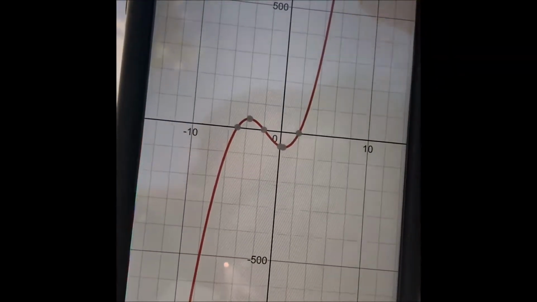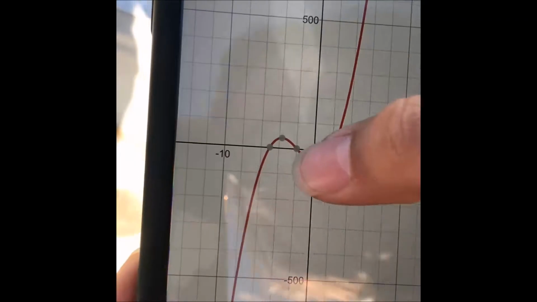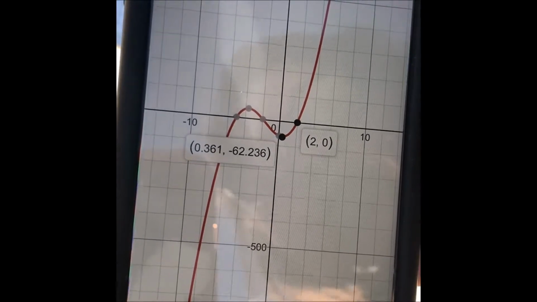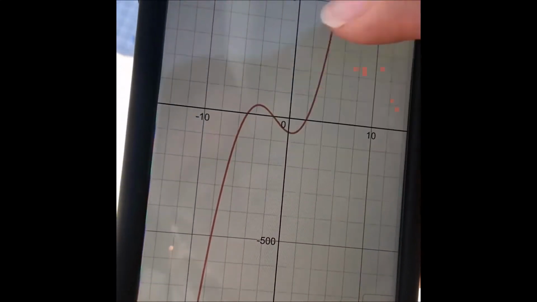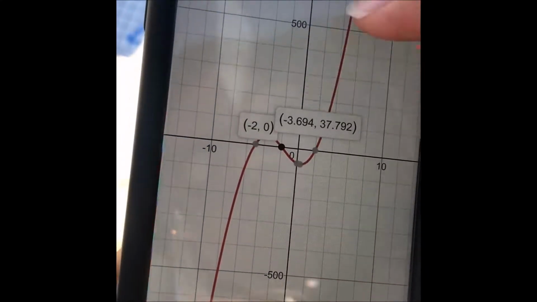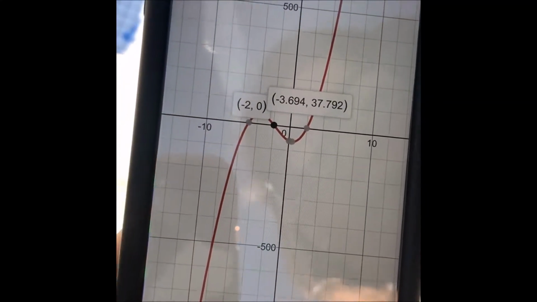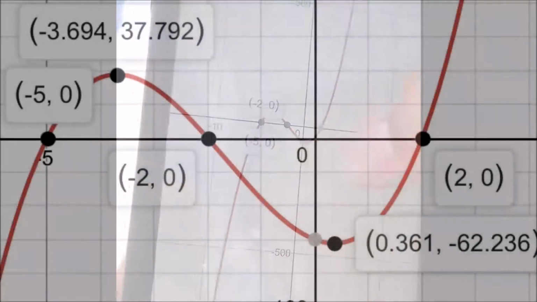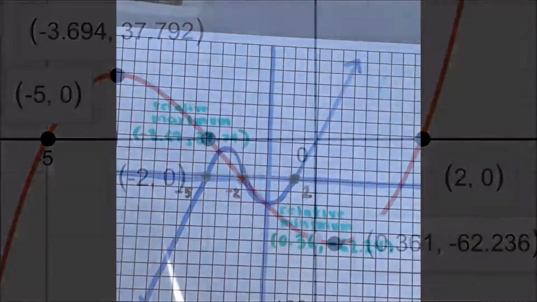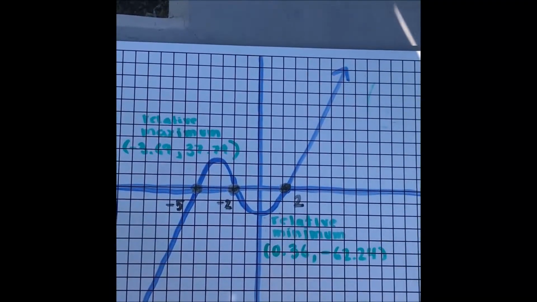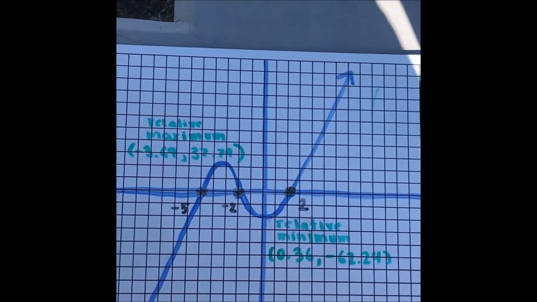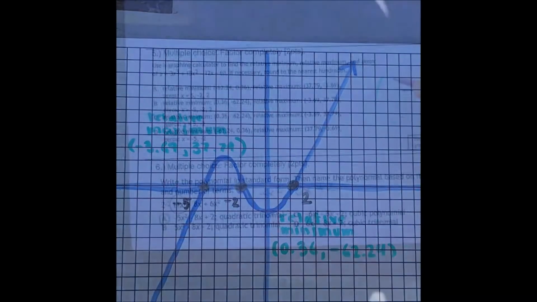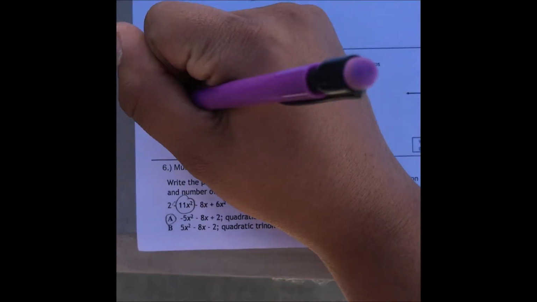If you select on the points, you get 0.361, comma, negative 62.23, and 6, negative 20, negative 3.694, comma, 37.792, and negative 5 and 0. So the relative minimum is 0.36, comma, negative 62.24, and the relative maximum is negative 3.69, comma 37.79. So therefore the answer is going to be B.